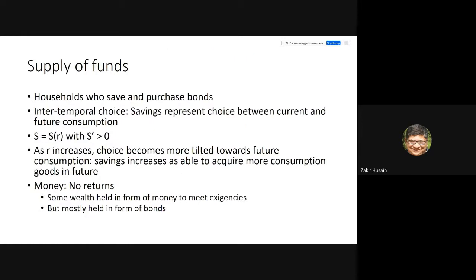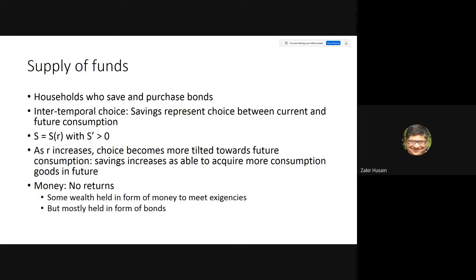Now let us come to the supply of funds. Who supplies funds? Households. They save and purchase the consoles. Now saving is an intertemporal choice. If you save, that means you're reducing your current consumption now.